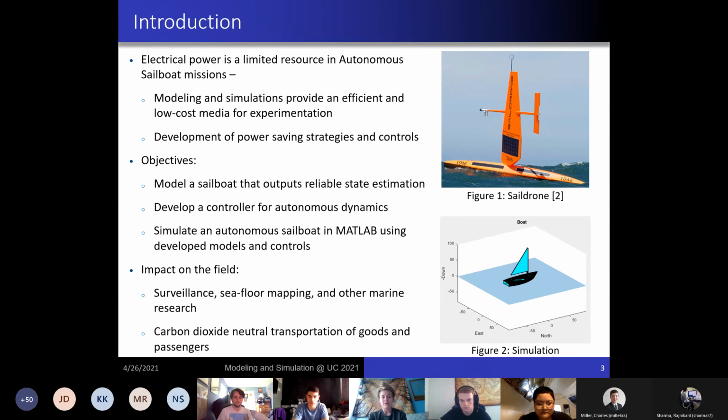The impact of developing an autonomous sailboat on the field is that it can be used for long surveillance missions, seafloor mapping, and other marine research. It can also be used for transporting goods and passengers with carbon dioxide neutral emissions.